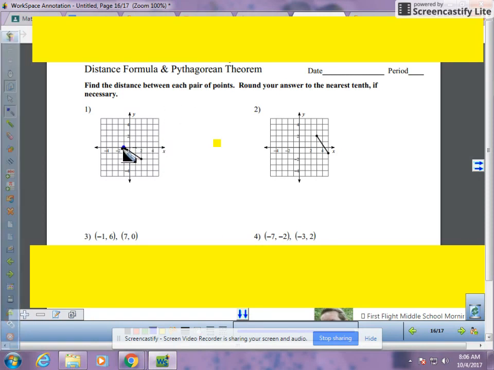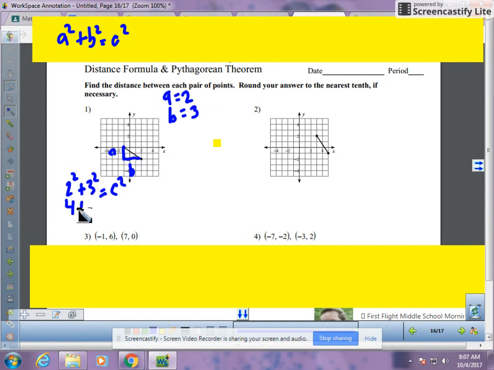So we know that we use this and make the right triangle first. We find the distance of side A and side B. And on this one, A is equal to 2 and B is equal to 3. And so we plug that into A squared plus B squared equals C squared. So I have 2 squared plus 3 squared equals C squared. 4 plus 9 equals C squared. 13 equals C squared. Therefore, C is equal to the square root of 13.